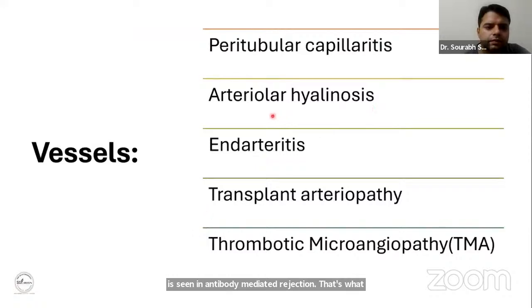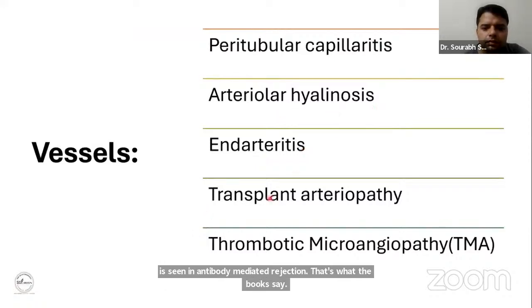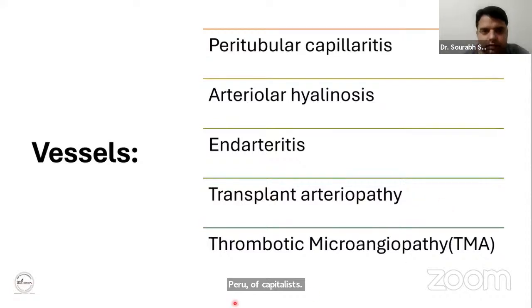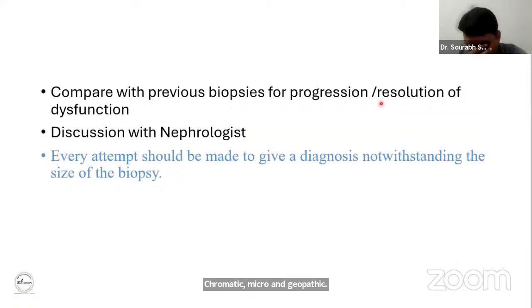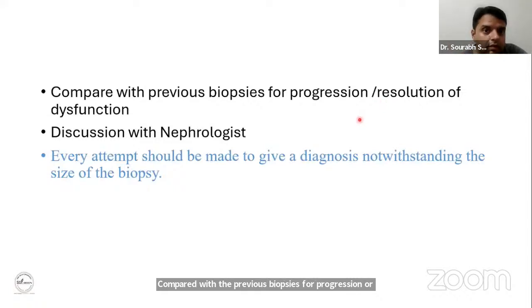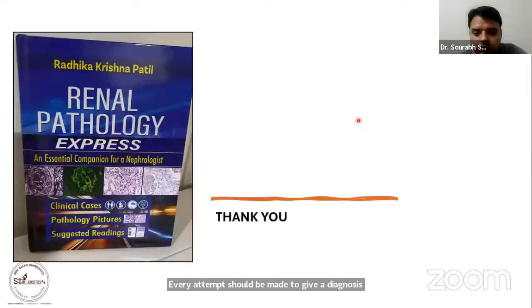Peritubular capillaritis, arteriolar hyalinosis, endarteritis, transplant arteriopathy, and thrombotic microangiopathy, TMA. Compare with the previous biopsies for progression or resolution of dysfunction. Discussion with the nephrologist is very important before signing off the report. Every attempt should be made to give a diagnosis, notwithstanding the size of the biopsy.